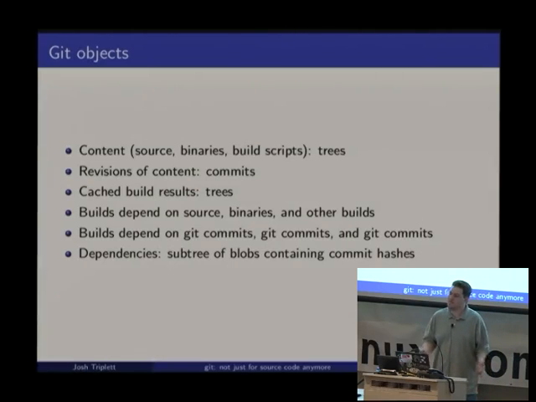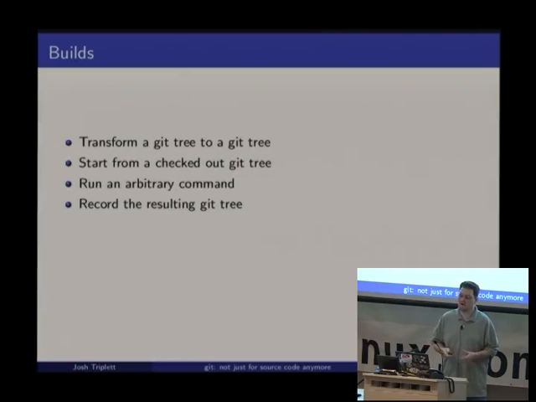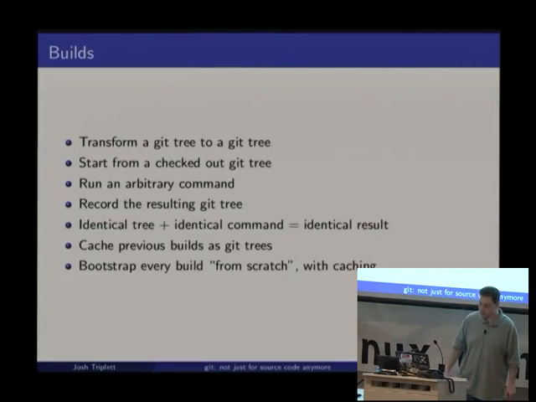So now that you've got the mapping to Git objects, when you actually do a build, all you're really doing is transforming one Git tree to another Git tree by running an arbitrary command. So you start from a checked out Git tree, you run an arbitrary command, and you record the Git tree you get when the command exits. So the nice thing about this is if you have an identical tree and you have an identical command you run, you should get an identical result.